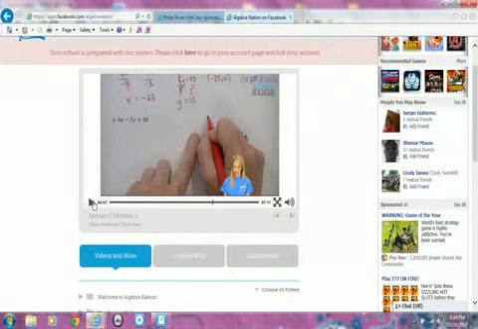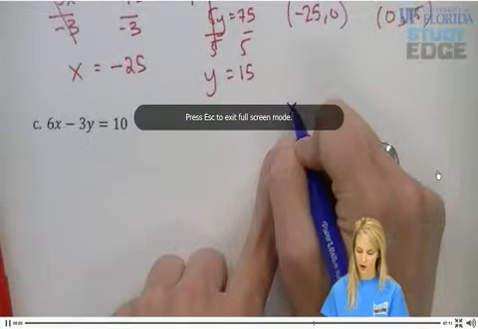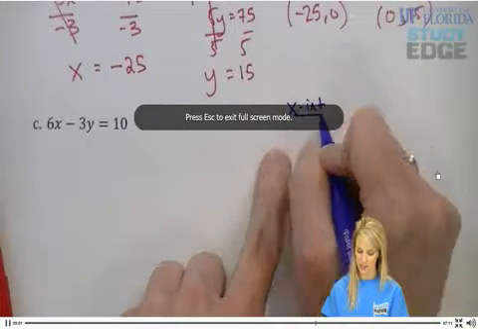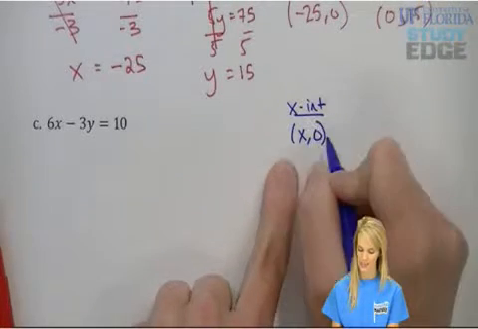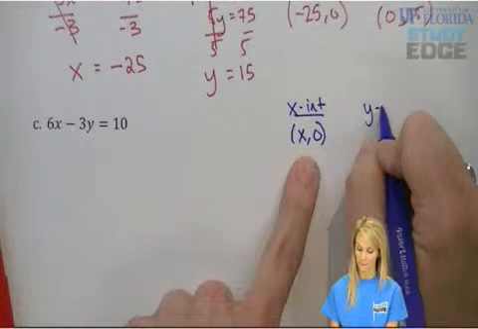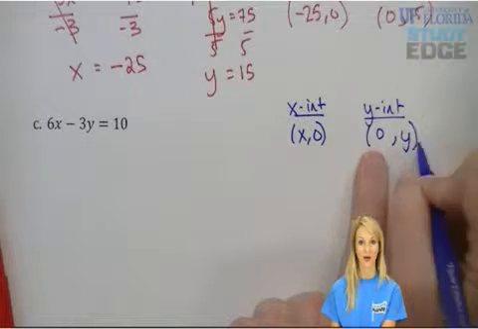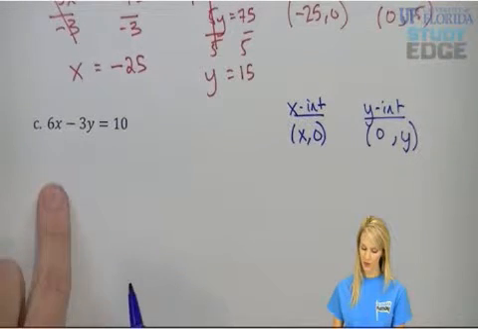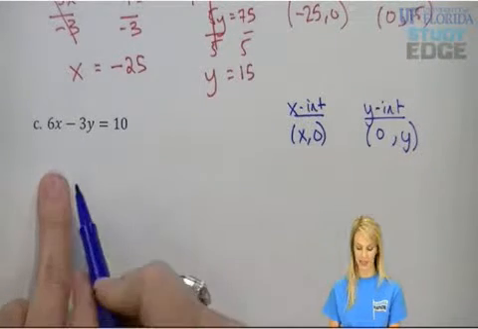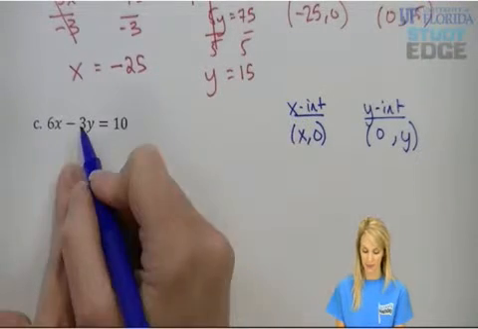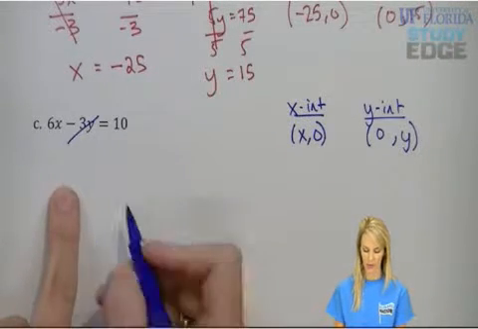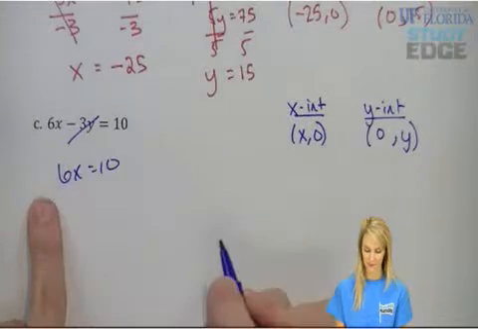Back to work. So we're going to find, I'll do this one in blue, our x-intercept. Our x-intercept is x comma 0, our y is always going to be 0, and our y-intercept, our x is going to be 0, and we're trying to find the value of y. Okay, so we know our y is equal to 0 when we're trying to find our x-intercept. If y is equal to 0, well then that cancels out and we're left with 6x equals 10.